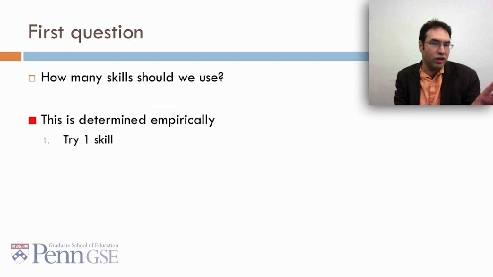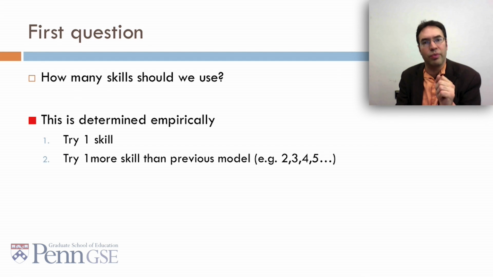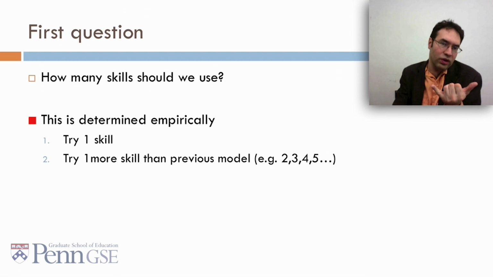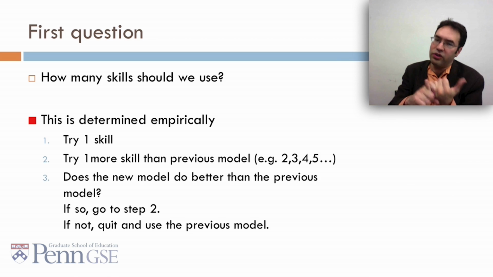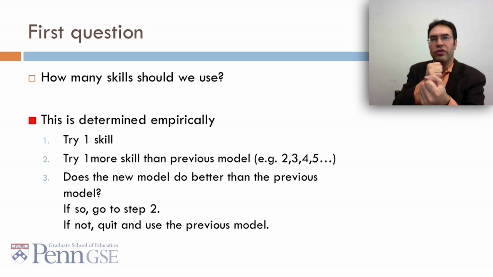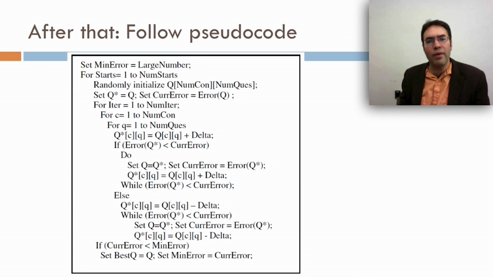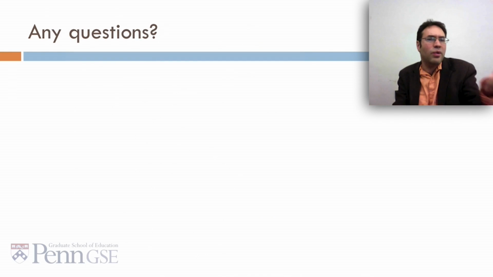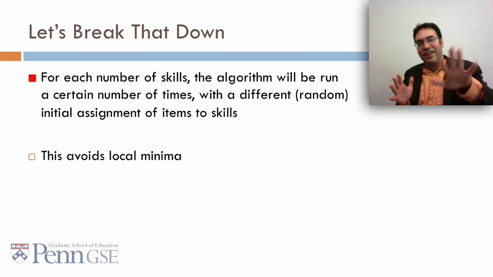We try 1 skill, and then we try 1 more skill than the previous model, which after 1 is 2. And if the 2 skill model does better than the 1 skill model, then we go back and try the 3 skill model. If the 3 skill model is better than 2, we try the 4 skill model. We keep trying this until nothing gets better. And after that, we just follow the pseudocode, which I think is pretty self-explanatory. Any questions? All right, let's actually break that down.